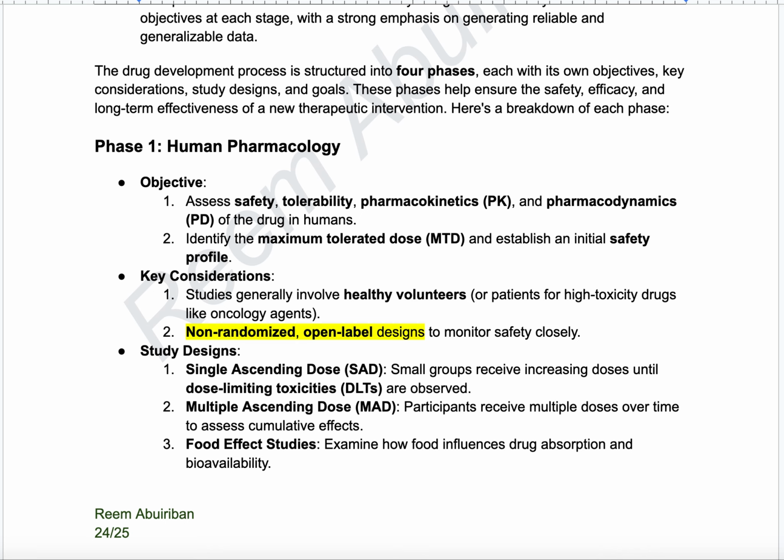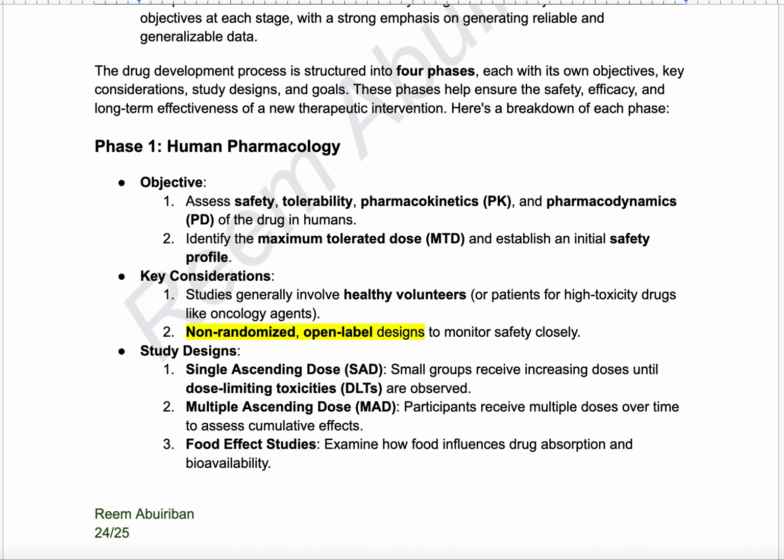Study designs like single ascending dose: smaller groups receive increasing doses until dose limiting toxicities are observed. So they will receive an increasing dose until the dose limiting toxicity, but it's just one dose at a time, and the dose is increasing. Okay, so the single ascending dose is where smaller groups receive increasing doses until dose limiting toxicities are observed.